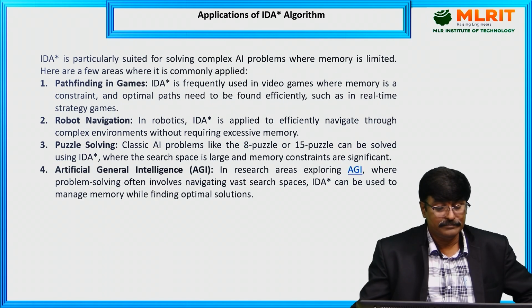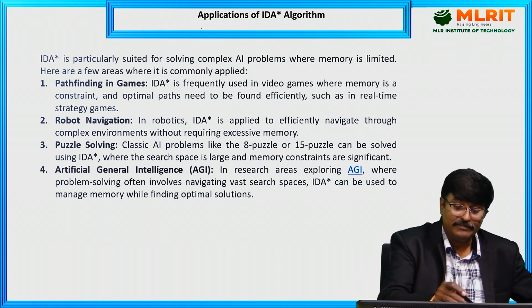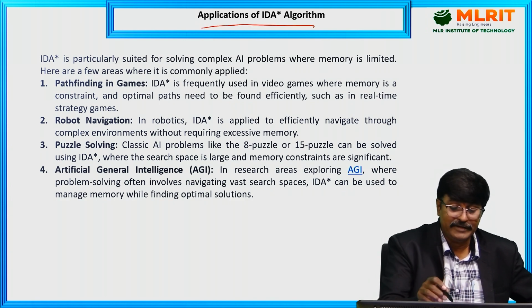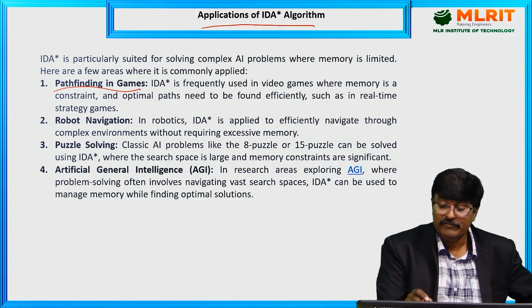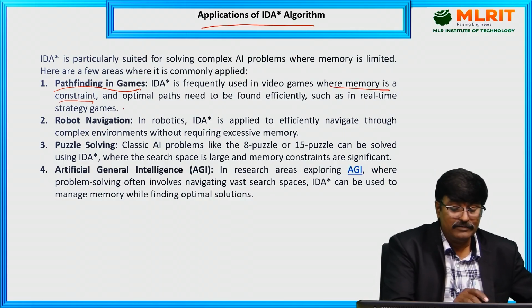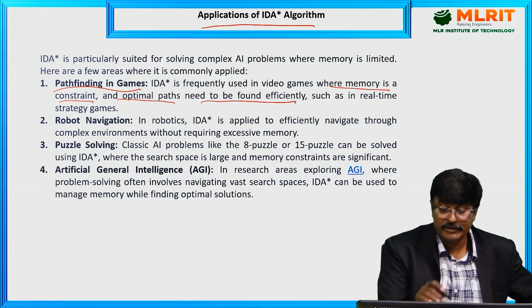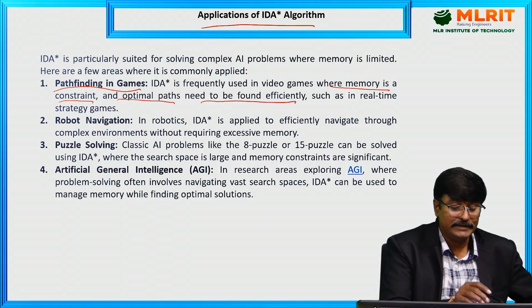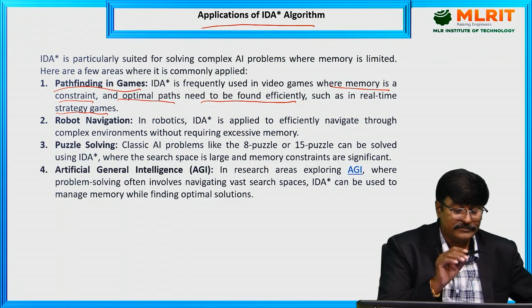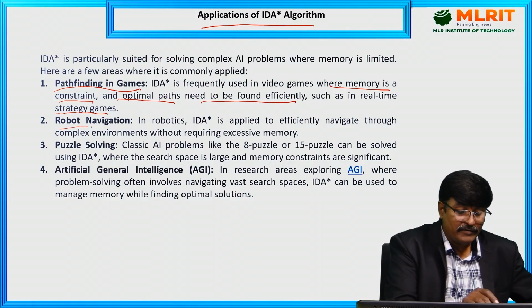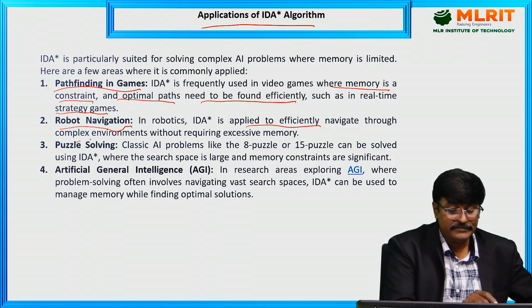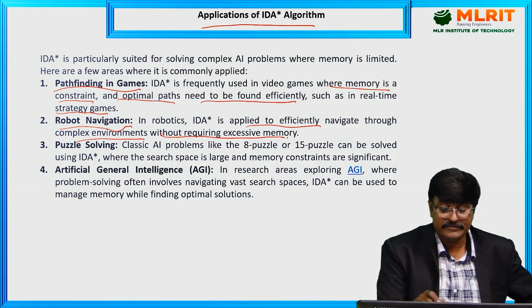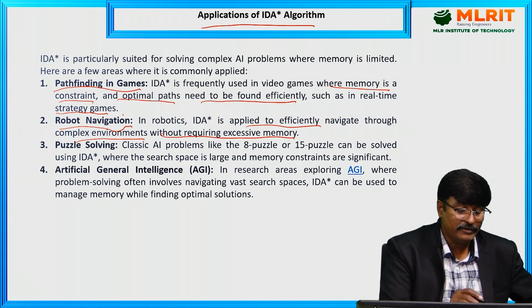So then coming to what are the applications. These are the applications of the iterative deepening A star algorithm. Pathfinding in games, where memory is a constraint, and an optimal path needs to be found efficiently, such as in real-time strategy games, you can use this IDA algorithm. Robot navigation: applied to efficiently navigate through complex environments without requiring excessive memory, so for robot navigation you can use it.